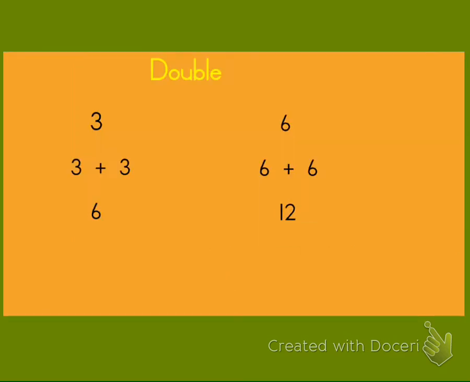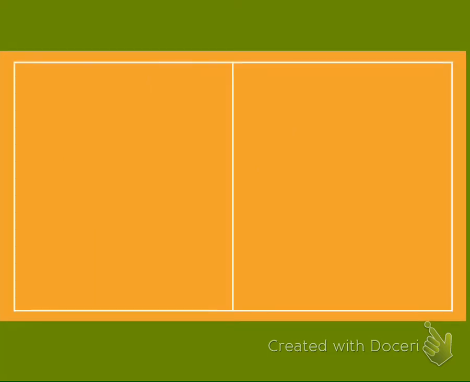Here is just another way to do this, and let's take a look. So I have the number 3 at the top, and I want you to double the number 3. So you are going to write 3 plus 3, and then you're going to add it together, gives you 6. Look at the one next to it, 6. Double 6 for me. 6 plus 6 gives you 12. Awesome.